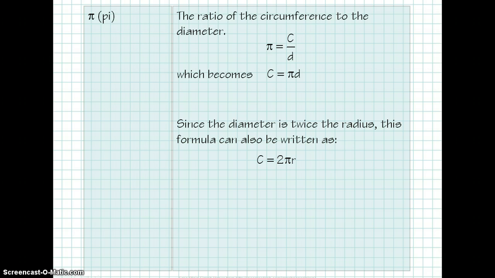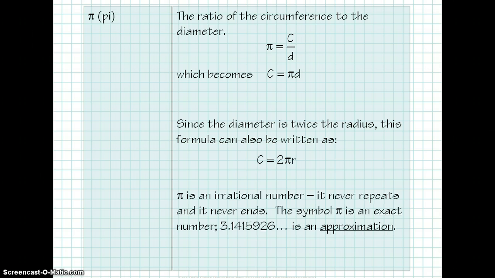Here's the thing about pi. It's an irrational number. Technically it's called a transcendental number, but don't worry about that yet. It never repeats, it never ends, it goes on forever. The symbol that we use to represent pi, the Greek letter, represents an exact number. The 3.14159 and so on is an approximation. And as I said before, sometimes we want approximations, sometimes we want exact numbers.